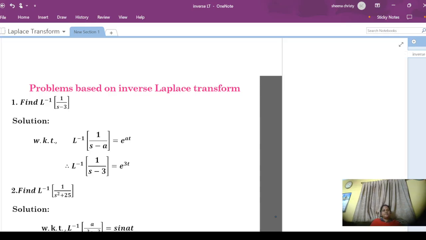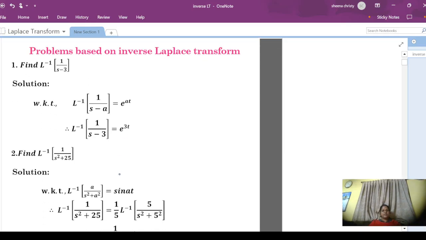Welcome, learners. Today we are going to learn about the inverse Laplace transform, how to solve the problems using inverse Laplace transform. Take down the first problem. Find L inverse of 1 by S minus 3. We know that L inverse of 1 by S minus A is e power at. Therefore, we can write L inverse of 1 by S minus 3 is e power 3t.